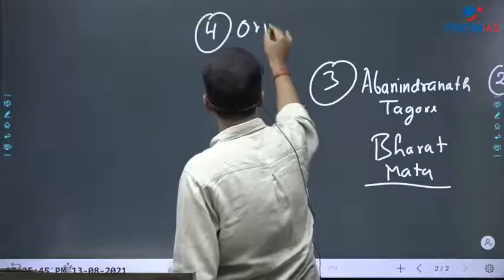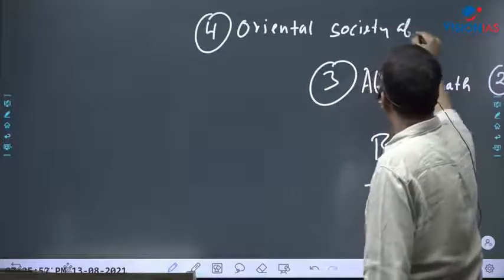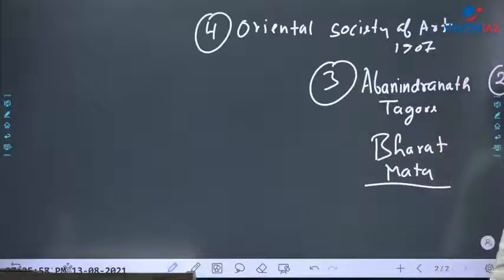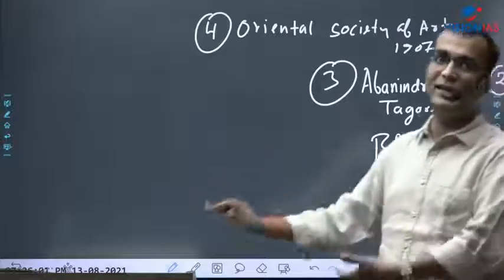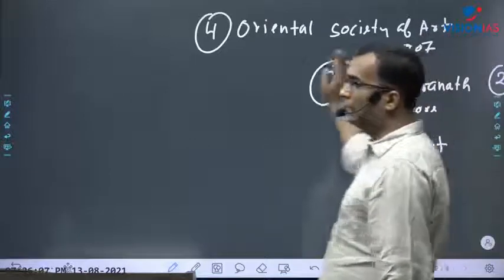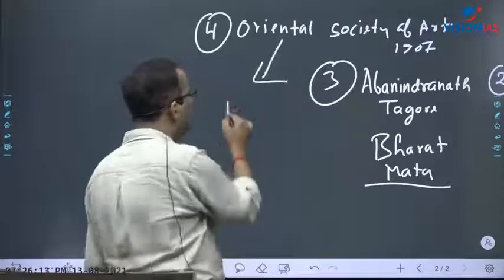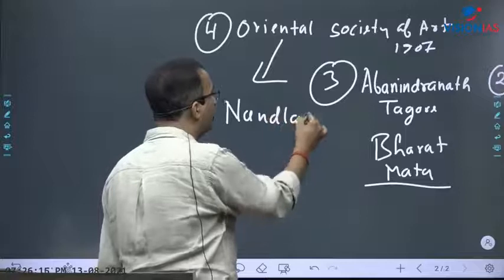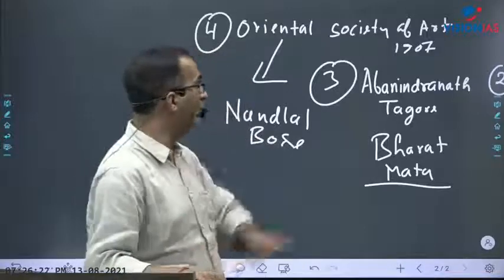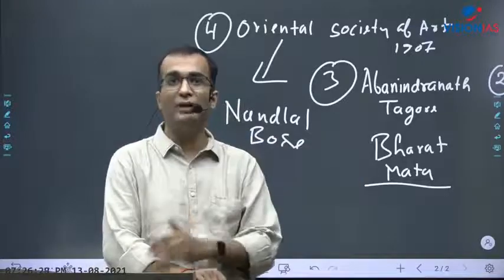is the creation of Oriental Society of Art in 1907. This society was created to promote the Oriental art, meaning the art which is there in India and all the nations on the eastern side. For the promotion of Oriental art, this society started to offer scholarships, and one of the initial recipients was Nandalal Bose. Nandalal Bose was the first recipient of this scholarship offered by this institute, and later on he became the main painter of the Indian National Congress.